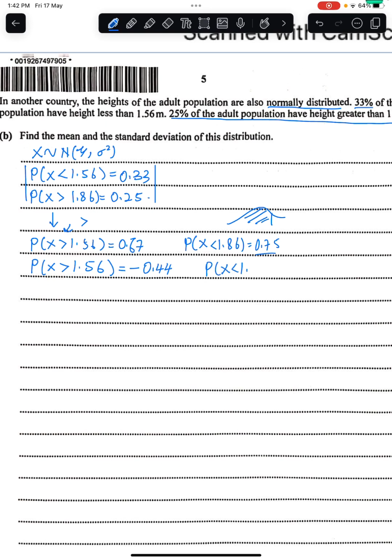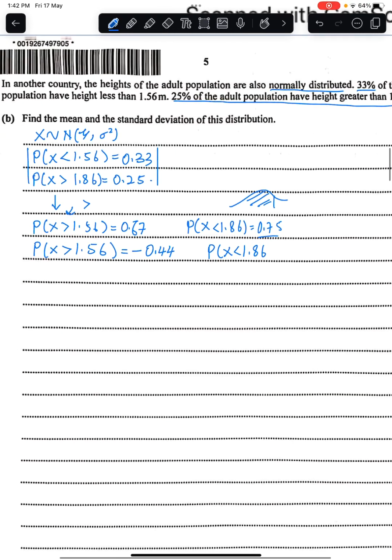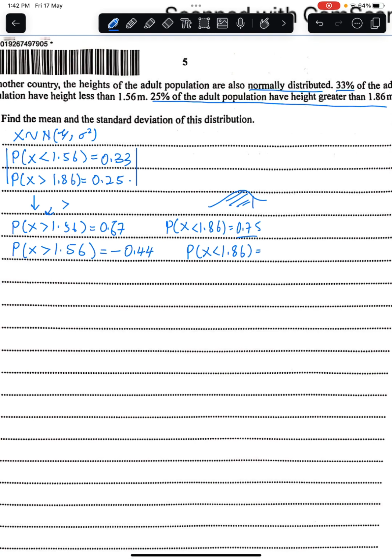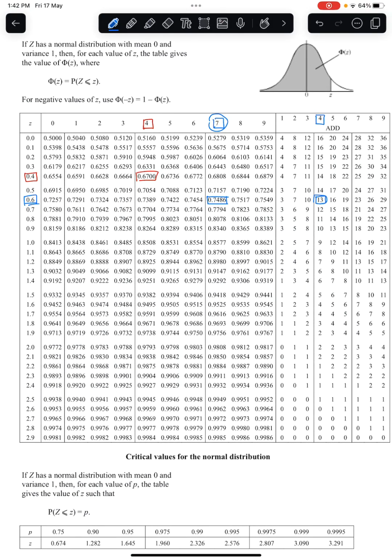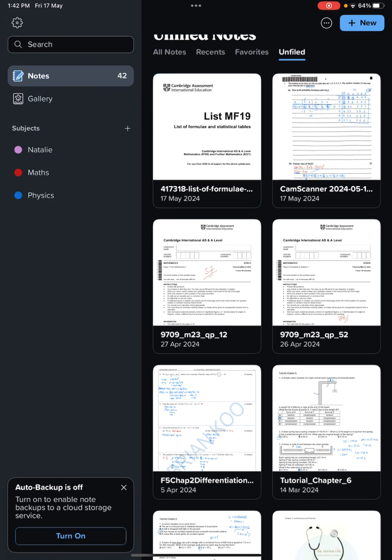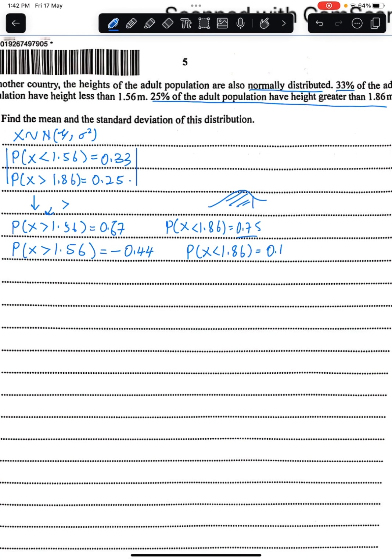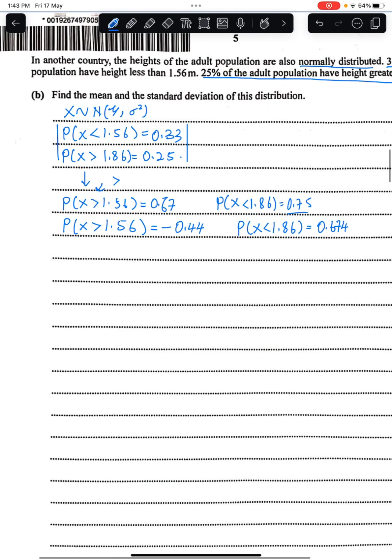Probability of x smaller than 1.86 equals 0.75. It's 0.674. Remember, we don't need a negative because this is less than. Now we change it into the equation. 1.56 minus the mean divided by sigma equals negative 0.44. 1.86 minus the mean divided by sigma equals 0.674.